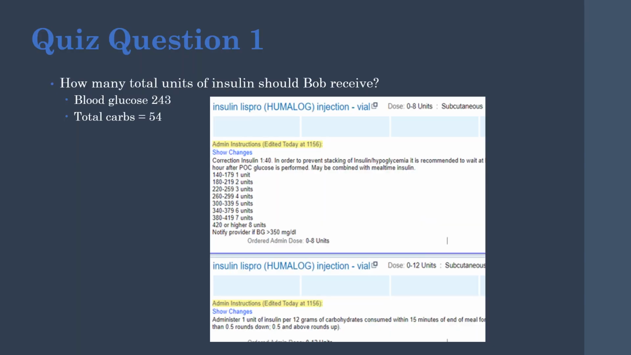Quiz question 1. How many total units of insulin should Bob receive? Reminder that his blood glucose was 243 and he had 54 total carbs. Please pause the video here to answer the corresponding quiz question on the Microsoft Forms.